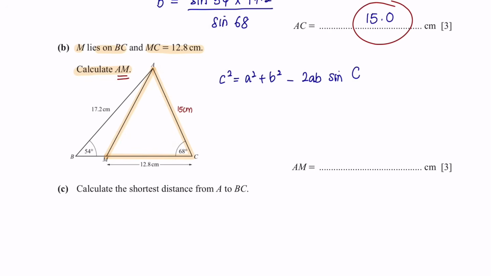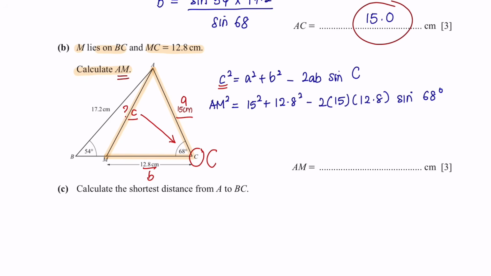Okay, now we can identify the A, B's and C. Since I am looking to find AM, I'm going to label it as my lowercase c. And the angle that is opposite to the side would be capital C. This side is my C, so the other two sides would be my A and B. It doesn't matter which is A and B. Now we can substitute the values into the formula. And square, bringing it to the other side, will become square root. So the value of AM is 15.7 and the unit is centimeters.